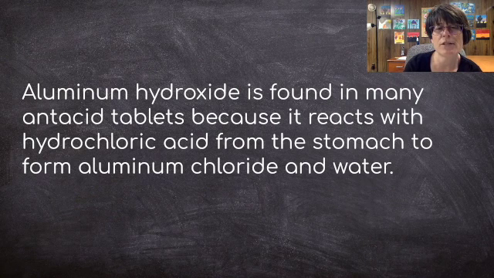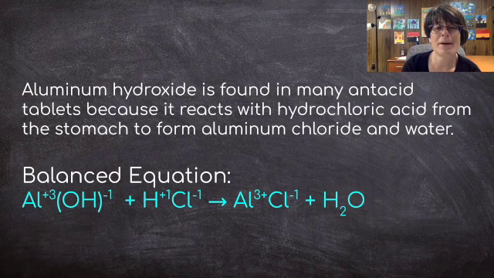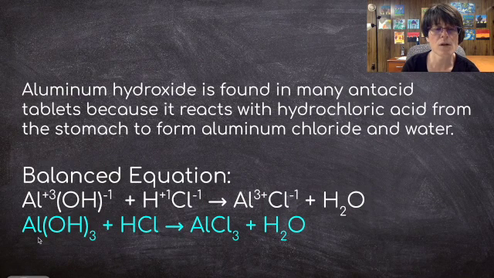A problem might be: aluminum hydroxide is found in many antacid tablets because it reacts with hydrochloric acid from the stomach to form aluminum chloride and water. Now remember, we need our balanced equation. So we're going to take a look at aluminum hydroxide and make use of our oxidation numbers. Aluminum and hydroxide, I have the oxidation numbers, and then hydrochloric acid, HCl, oxidation numbers there as well, forms aluminum chloride, oxidation numbers, and water. So remember, we have to crisscross. These cancel, so we don't have to worry about that. But we crisscross here and we crisscross here to get this. Okay, so we have aluminum hydroxide, Al(OH)3, plus HCl yields AlCl3 plus H2O.